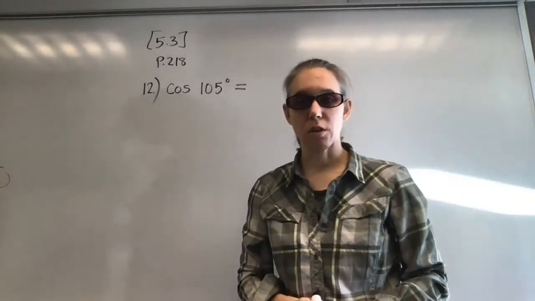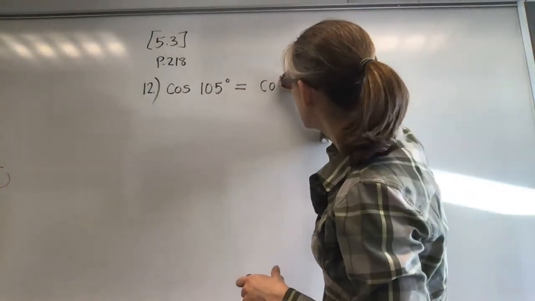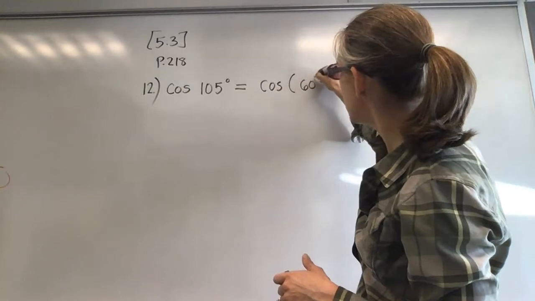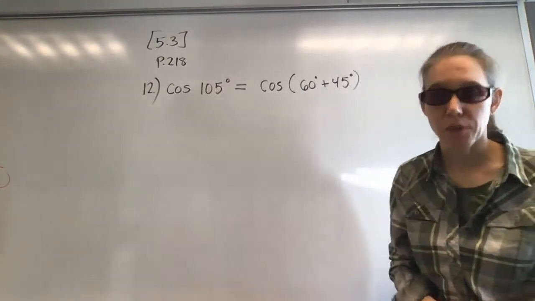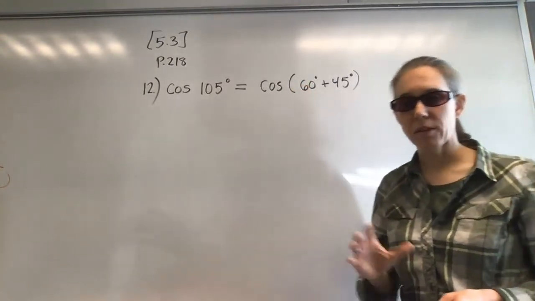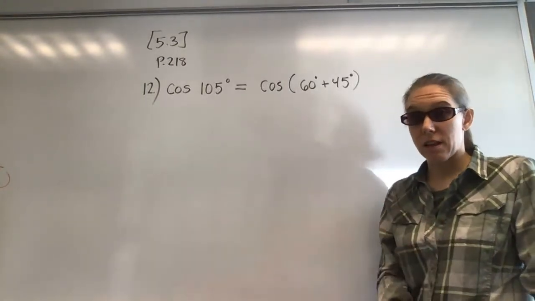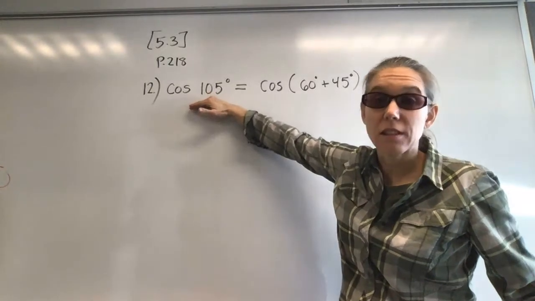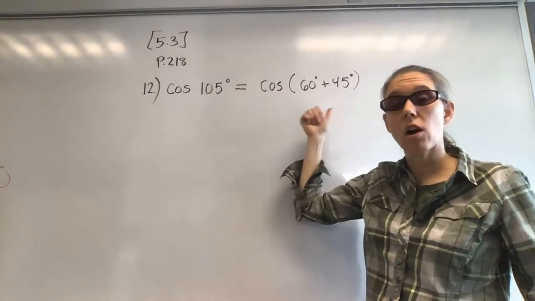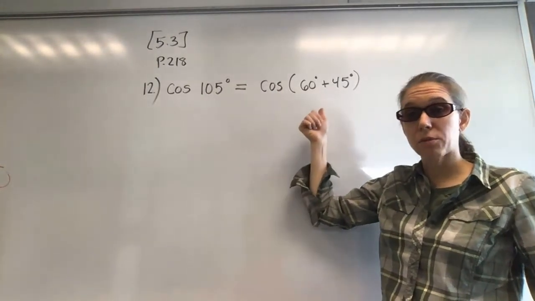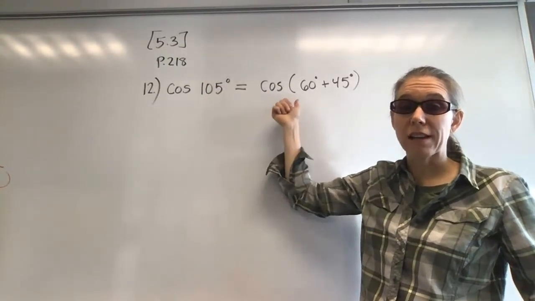So the first thing we want to do is we want to rewrite this expression as cosine of 60 plus 45. So I've done nothing more than split 105 into 60 plus 45. Very simple and basic. So what was my motivation for doing that? My motivation is this. 105 degrees is not on the unit circle. However, 60 and 45 are on the unit circle. So I'll be able to figure out the cosine of 105 using trig values of 60 and 45.